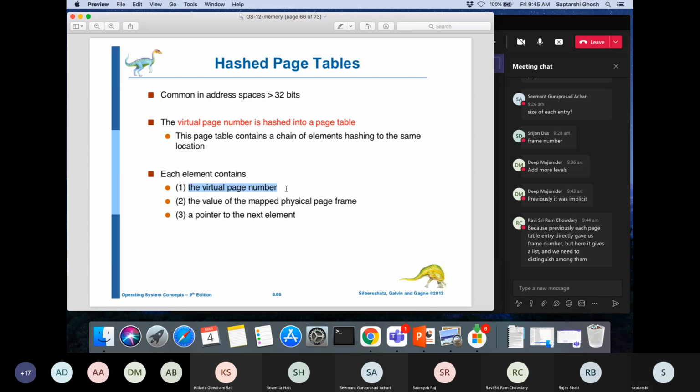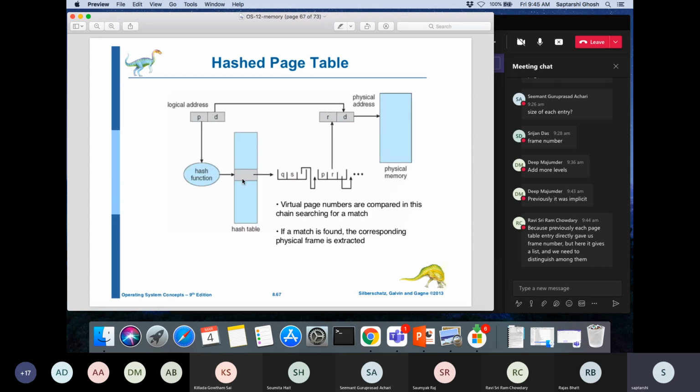But now we are talking about storing entries related to multiple virtual page numbers in the same page table entry. And that is why, first of all, we need a linked list kind of thing, because we need to store multiple entries here. And we also need to explicitly store this virtual page number to distinguish which entry in this linked list we are matching with.